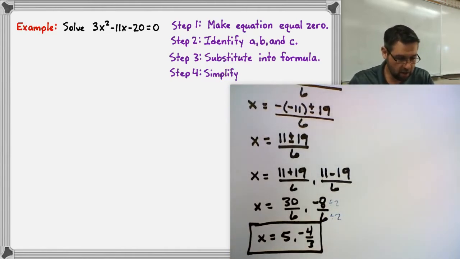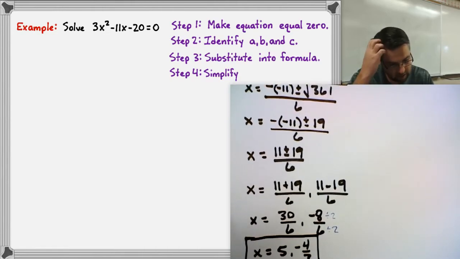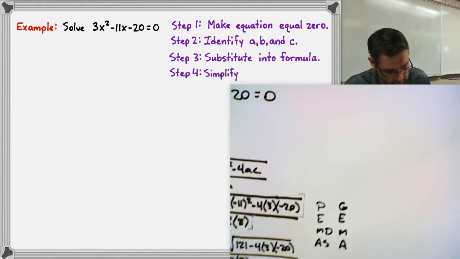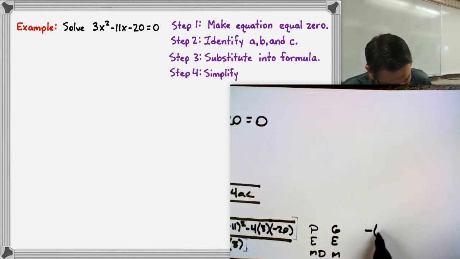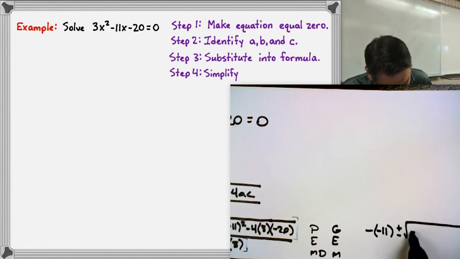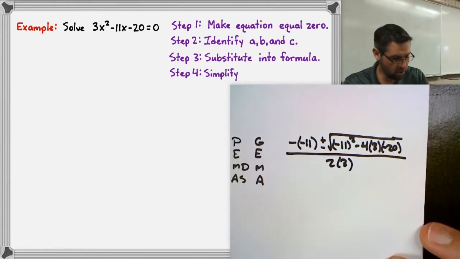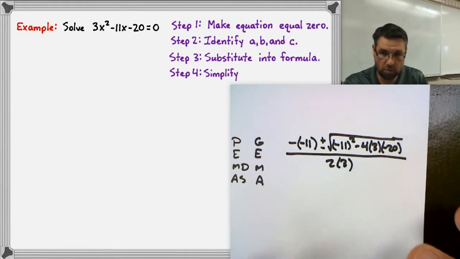Now, kind of going through this to make sure we understand what we can and can't do in order to simplify this a little bit easier, let me go ahead and do it again. I'm going to rewrite it: negative 11 plus or minus the square root of negative 11 squared minus 4 times 3 times negative 20, all over 2 times 3. Okay, so we're trying to simplify this. What can we do all at once so that we don't have 10 different steps here, okay? We've substituted. Here's what we can do.